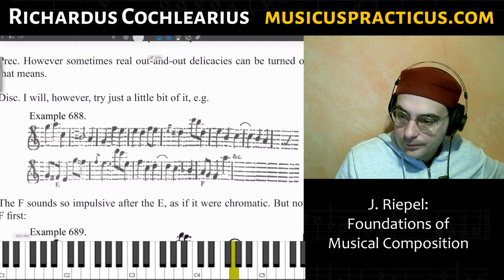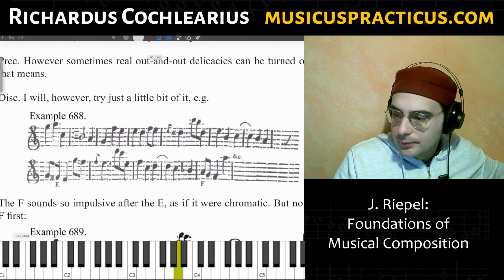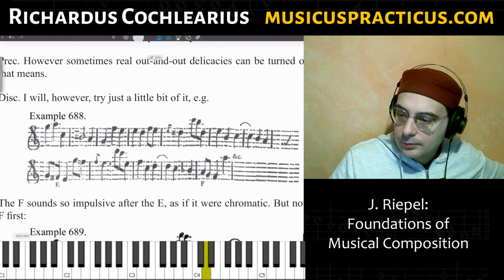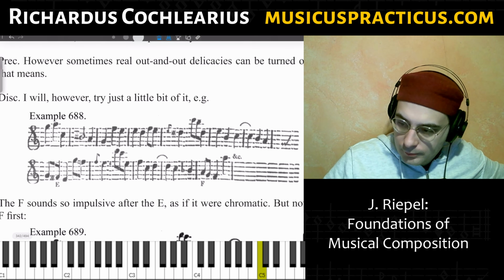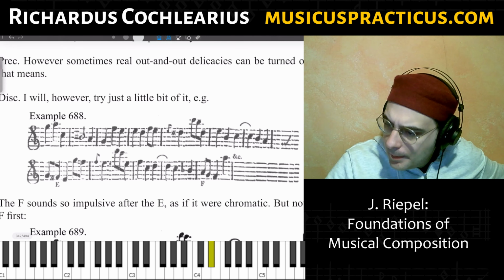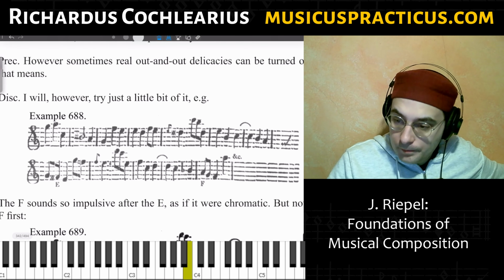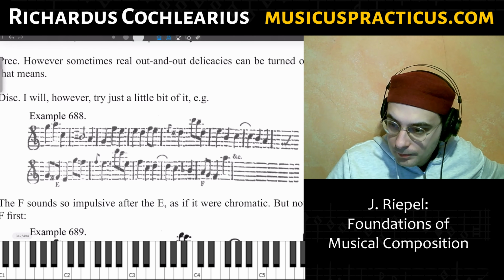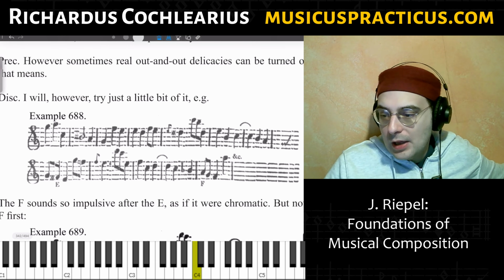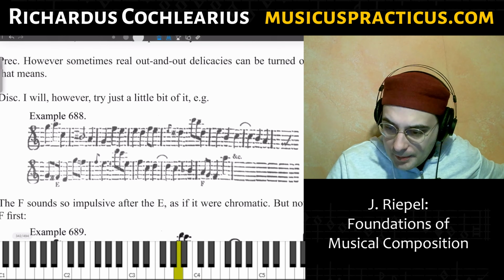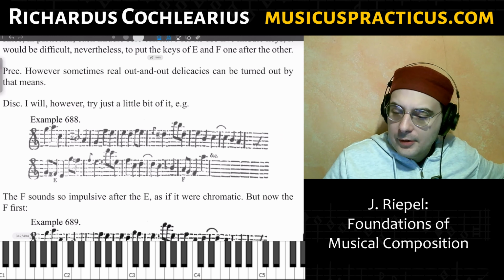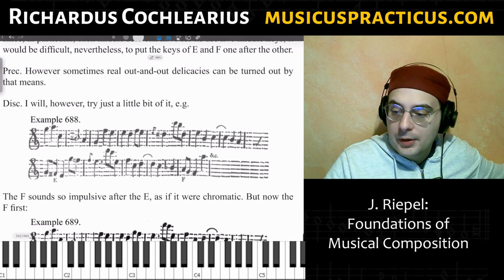Let's see. E minor, F major. Let's play it again.